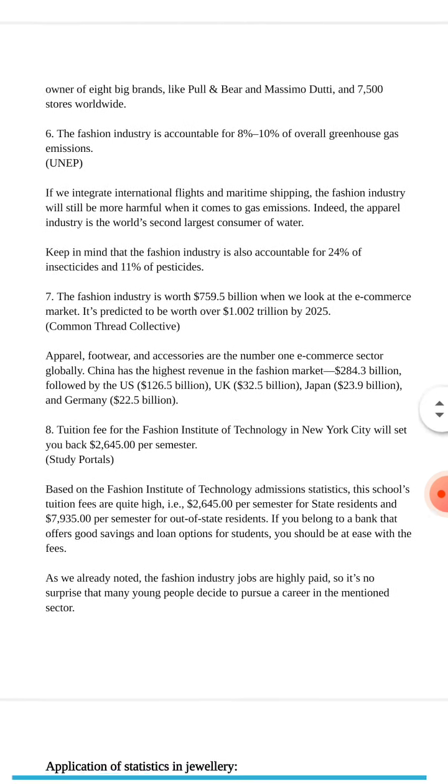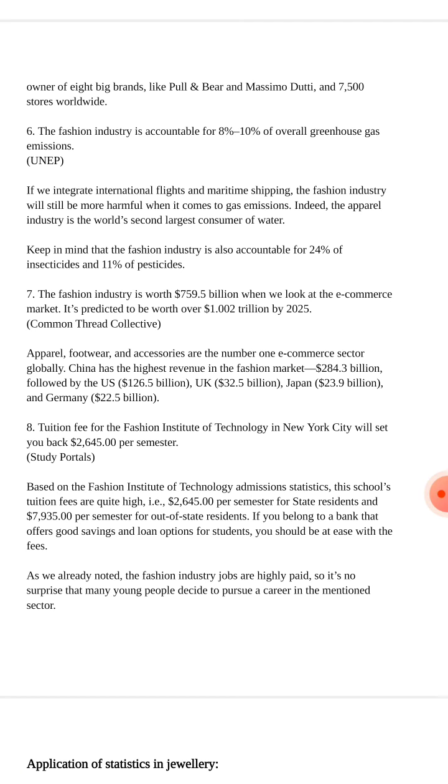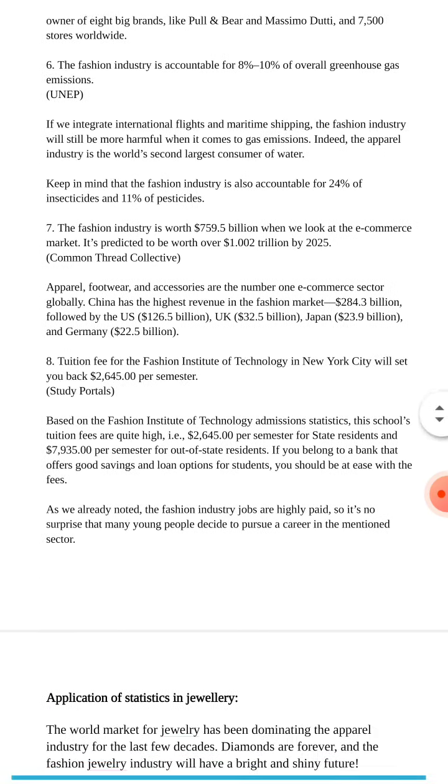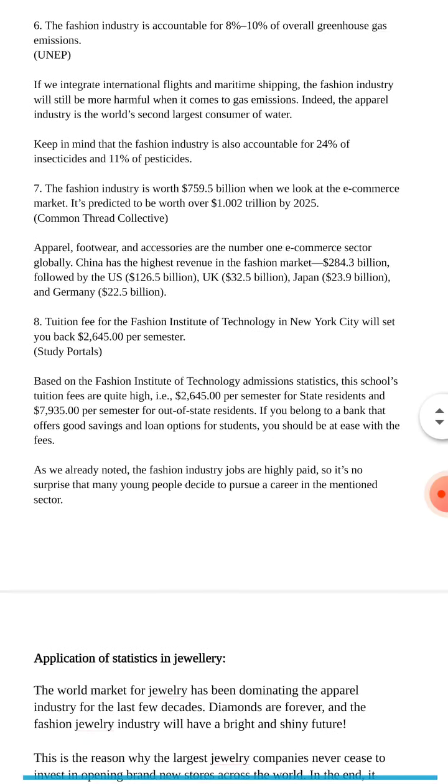The fashion industry is worth 759.5 billion. When we look at the e-commerce market, it is predicted to be worth over 1.002 trillion by 2025. Apparel, footwear, and accessories are the number one e-commerce sector globally. China has the highest revenue in the fashion market, 284.3 billion, followed by the US, 126.5 billion dollars, the UK 32.5 billion, Japan 23.9 billion, and Germany 22.5 billion.